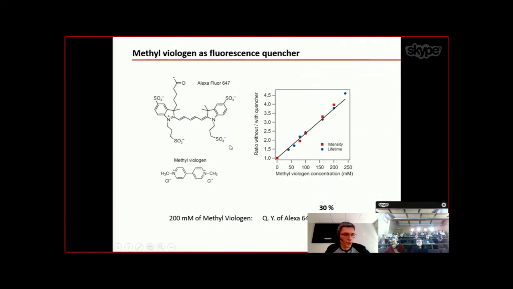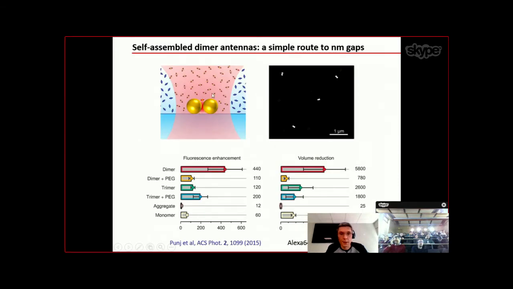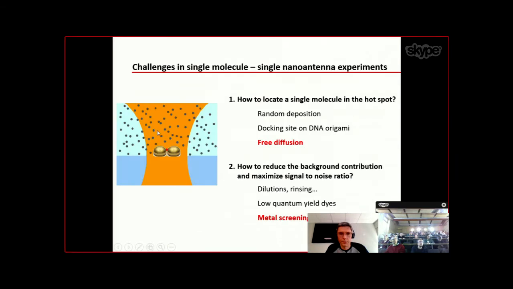We have also played this trick using a quencher, so you can add methyl halogen to your buffer solution. Depending on the concentration, you will decrease the fluorescence quantum yield. You still have the benefit of a high absorption cross section, but you just increase the quenching rate and decrease the quantum yield. So with that type of trick, we can take Alexa 647 and have it at a quantum yield of 8%. Okay, we were playing with this type of system, using gold nanoparticles dried on a substrate. They can make pretty small gaps, 6 nanometer, and again, we can have fluorescence enhancement.